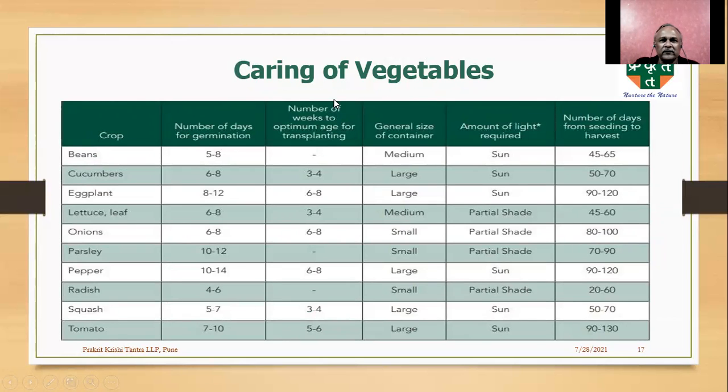Here, the caring of different vegetables, if we take the example, then these are the periods of germination it takes. Of course, it is a general indication. Again, it depends on the season and region, the atmospheric temperature, the soil temperature, etc., and soil moisture, of course, for the germination. But different types of seeds take different periods for germination.